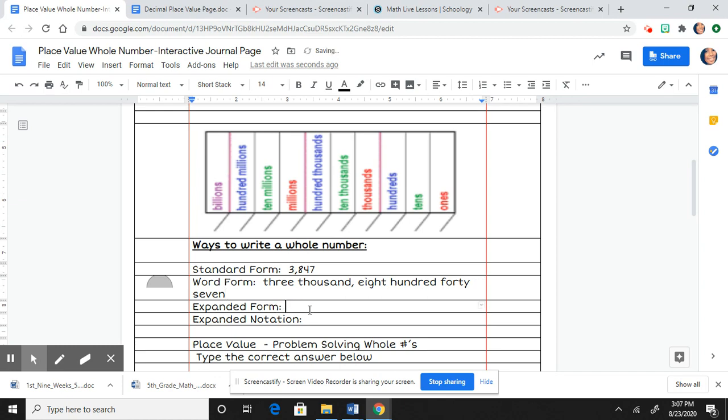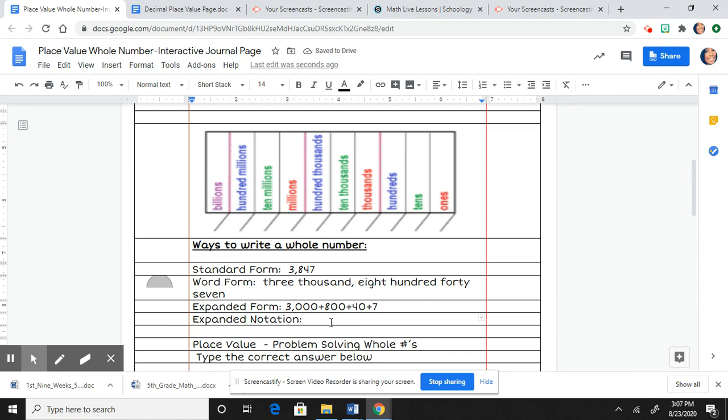Next, expanded form. When we write in expanded form, we break this number apart, or decompose it, by each of its digits and how much it's worth. The very first digit is a 3, which represents 3,000. Plus, the next digit is an 8, which represents 800. Next, we have a 4, which represents 40. Lastly, we have a 7, which just represents 7 ones.